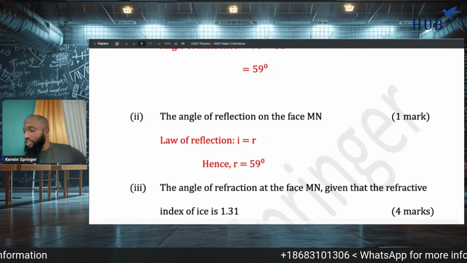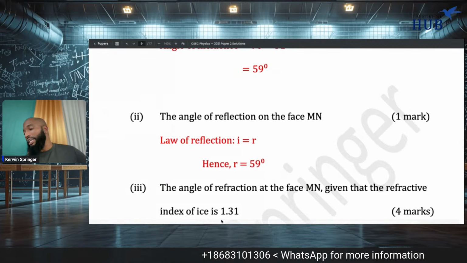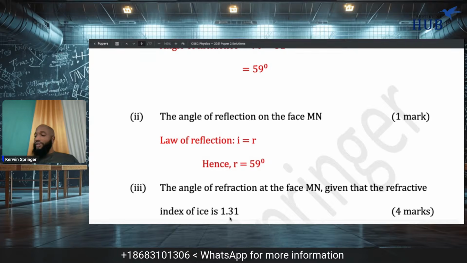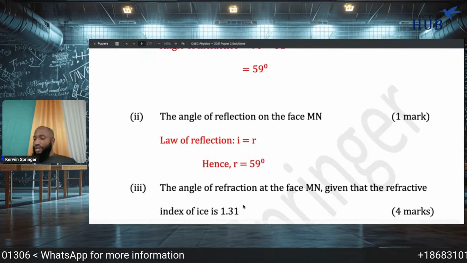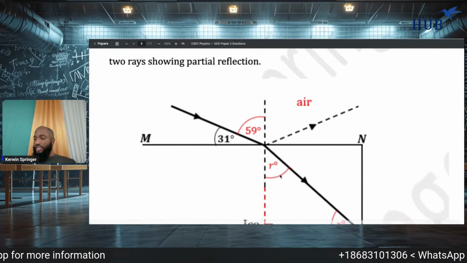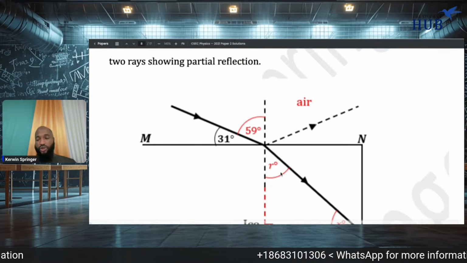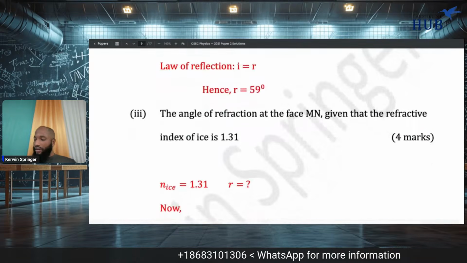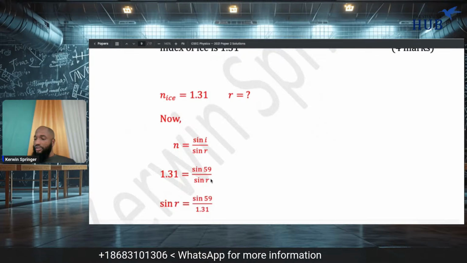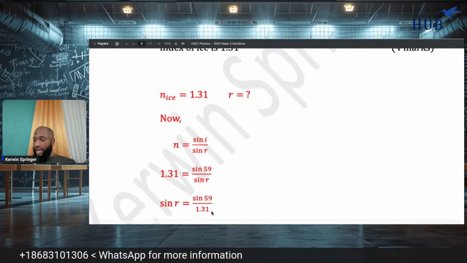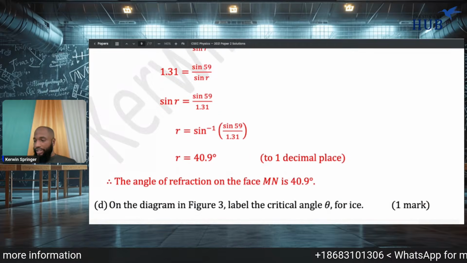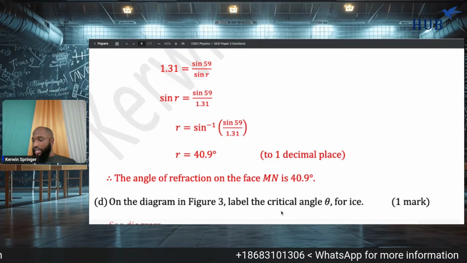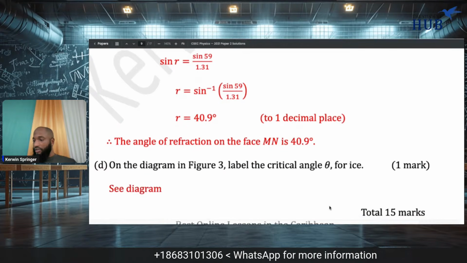The angle of refraction, and finally they gave you the refractive index. Since the refractive index is given as 1.31, are you able to find the angle of refraction? We just did something like that, so I'll speed through that one. Sin I over sin R. R is the unknown. Bring it across, divide, find the inverse. 40.9. And then label the critical angle theta for ice.